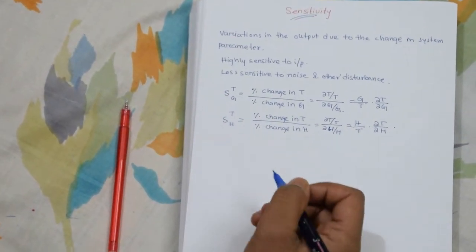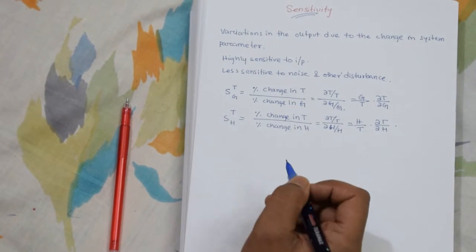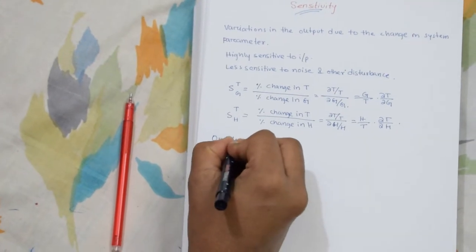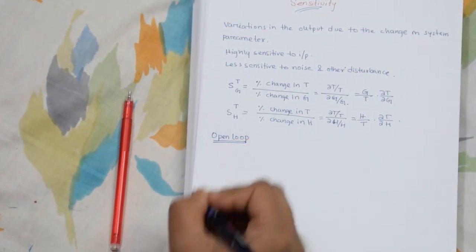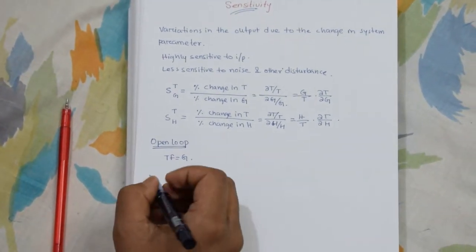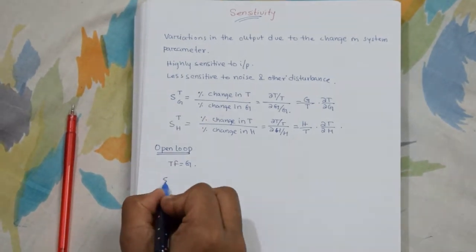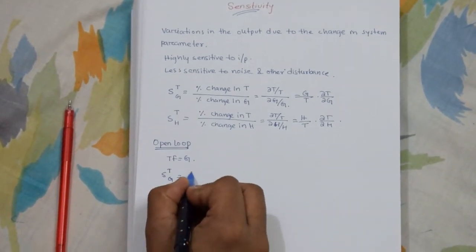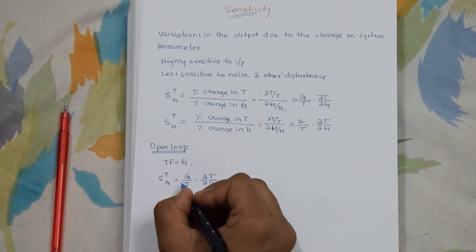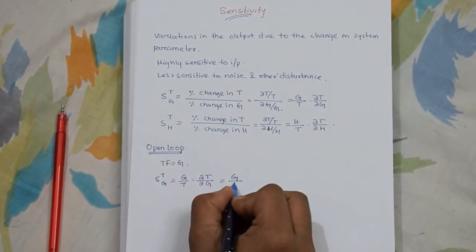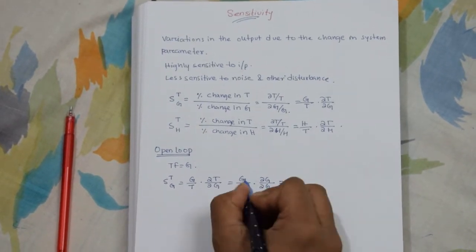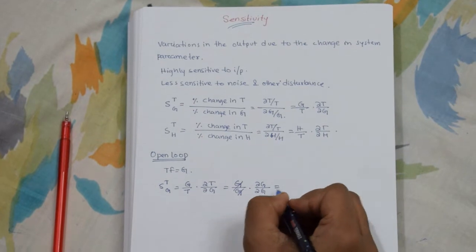Now we will find the sensitivity of the open loop transfer function with respect to variation of G. For an open loop system, the transfer function is G only, and we know by our formula the sensitivity of transfer function with respect to G is G/T into ∂T/∂G. If we put here the value of T, we will get G/G into ∂G/∂G. This G/G will cancel out and ∂G/∂G is 1.